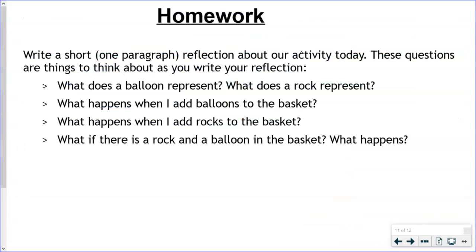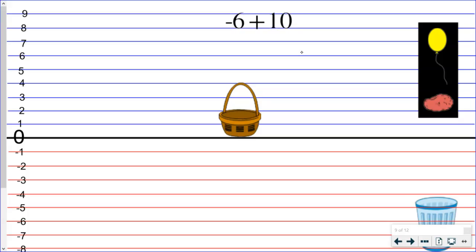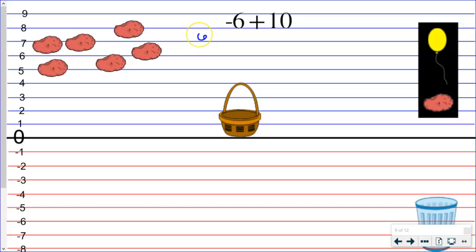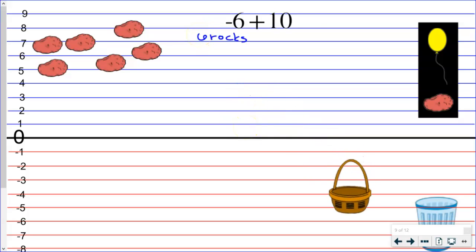Let me see. How many problems? Okay. Let's hurry and finish this one. -6 plus 10. We're doing it together as fast as we can. -6 means I'm going to start with 6 rocks. Let's put the hands down so we can focus on getting this problem done. I apologize that I don't have time to call on hands, but let's just get this problem done. -6 means I have 6 rocks. So that basket is all the way down here at -6.